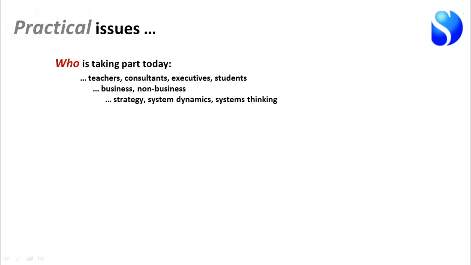So a reminder of a couple of the practical issues. As I say, we've got quite a mix of people taking part in these webinars, and in particular just bear in mind that some people in this audience come from a strategy background and don't know anything about system dynamics or models or systems thinking, and we've got some people coming from a systems thinking point of view who don't know anything about strategy. So just bear in mind that I'm trying to help people on all of those bases.